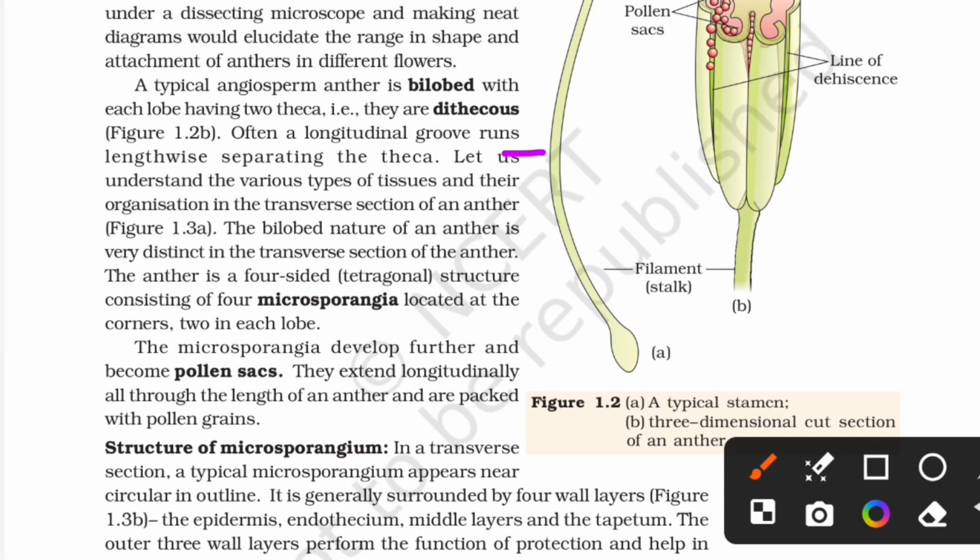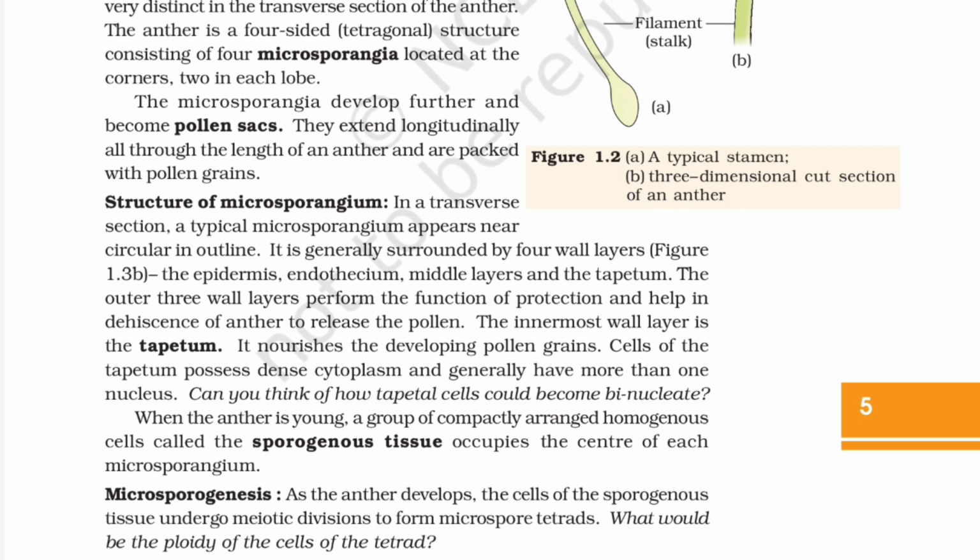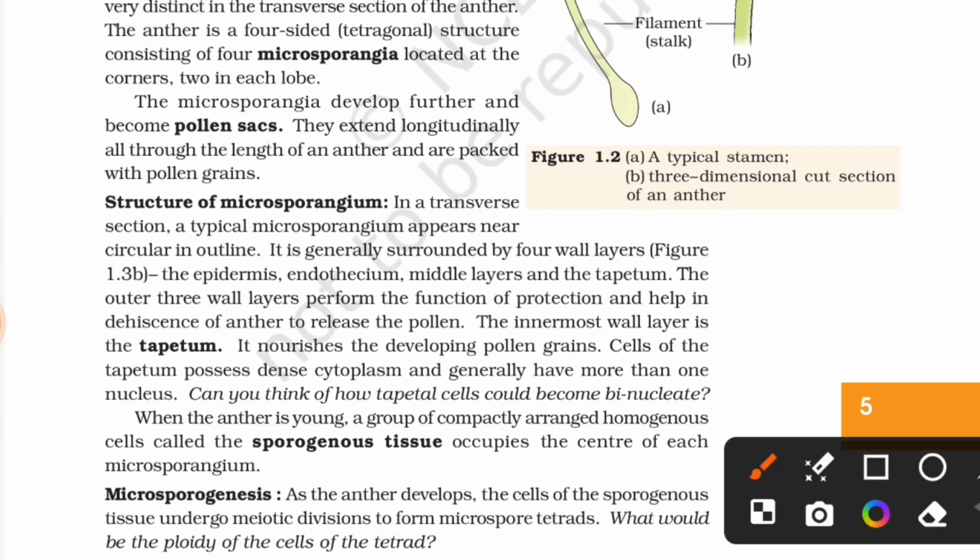Let us understand the various types of tissues and their organization in the transverse section of an anther. The bilobed nature of an anther is very distinct in the transverse section of the anther. The anther is a 4-sided tetragonal structure consisting of 4 microsporangia located at the corners, 2 in each lobe. The microsporangia further develop and become pollen sacs. They extend longitudinally all through the length of an anther and are packed with pollen grains.